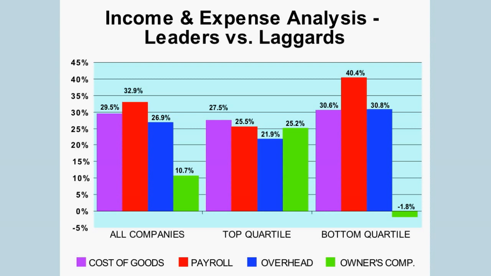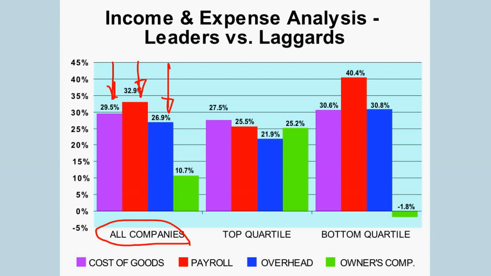We've already talked about what all companies in this industry do, and there's no big surprise: we've got cost of goods around 29% here. We've already mentioned that. We've got overhead expenses at 26.9%. Payroll, 32.9%. Remember I told you how dangerous payroll is getting, and it's going to put a lot of businesses out of business if they don't pay more attention to payroll costs.